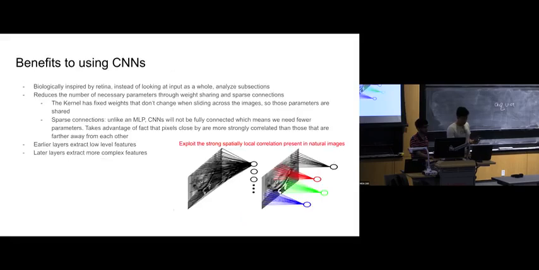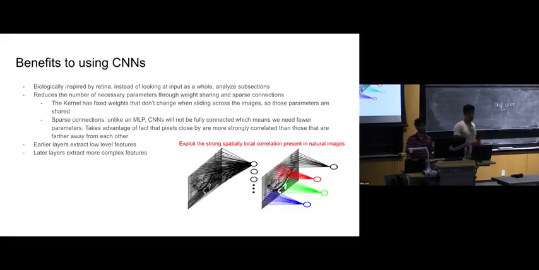So what are some benefits to using CNNs? Well, they're slightly different from MLPs in the sense that they're more biologically inspired, especially by the human retina. Instead of looking at the input as one whole thing, we break it up into subsections. This reduces the number of necessary parameters as we can use weight sharing and sparse connections. So what are those two things? Well, the kernel has fixed weights that don't change when sliding across the image. So those parameters are shared.